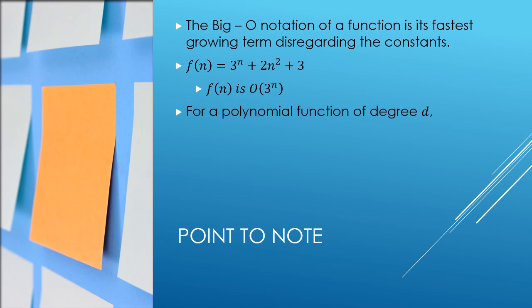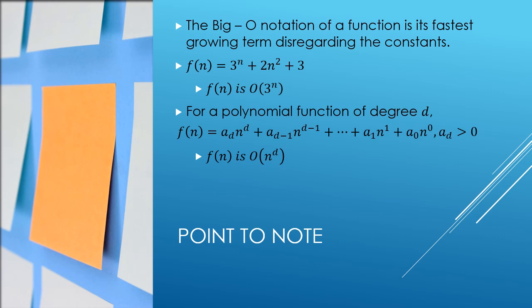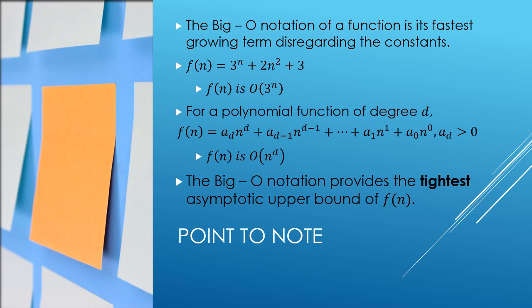For a polynomial function of degree d, which looks like this, Fn is O of n raised to d. Why? Because a d n to the power d would be the fastest growing term of this polynomial. The big O notation provides the tightest asymptotic upper bound of Fn. This means that the big O notation gives us a function that is faster than our function and closest to our function.